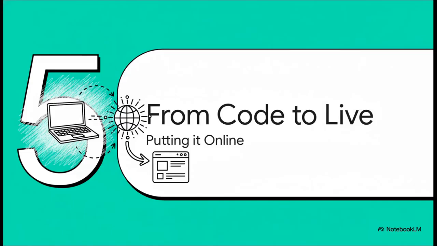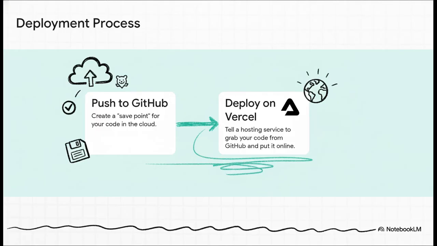All right, we've built our app, we've made it look great, we've fine-tuned it. Now, for the most exciting part, taking it from our computer and putting it live on the internet so literally anyone can use it. Now, deployment sounds like a scary technical word, but it's really just a simple two-step process. First, we use a command to push our code to GitHub. Think of this like creating a permanent save point for your project that lives in the cloud.